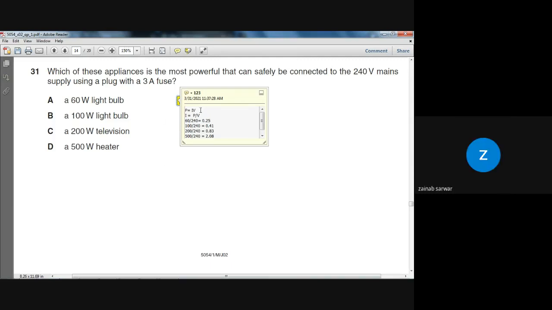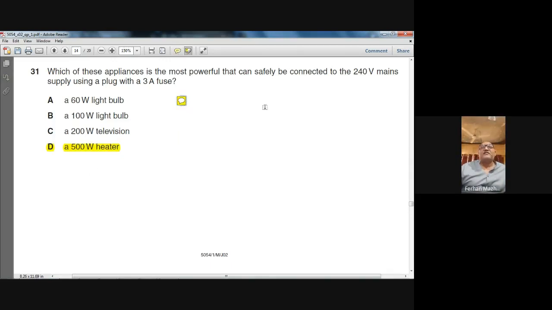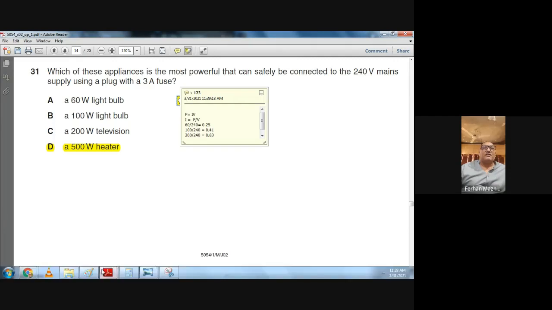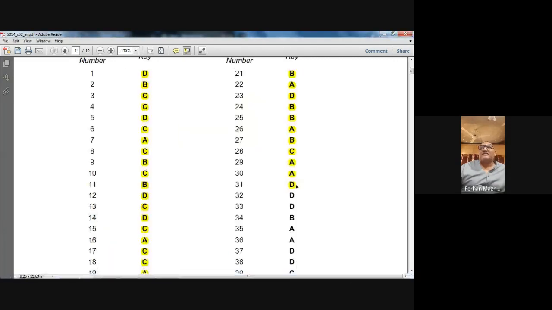Okay, the last one. You see, these have very low current, so this fuse is too large for them. The fourth one has a current of 2.08 ampere, so this fuse will be good for this one only. So I think D is the choice. D is the best option. Question 31, D is the right choice.